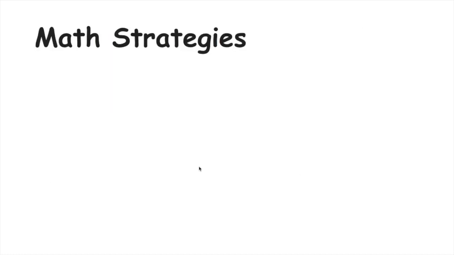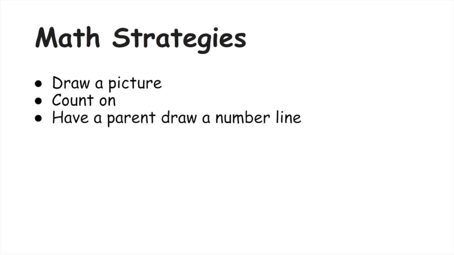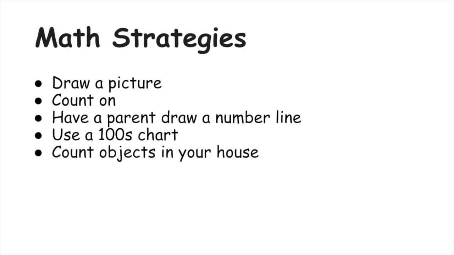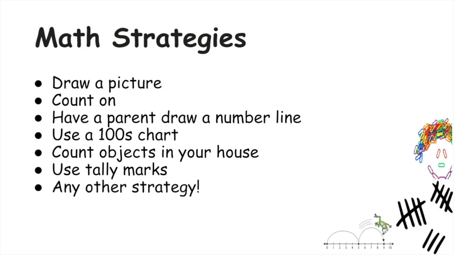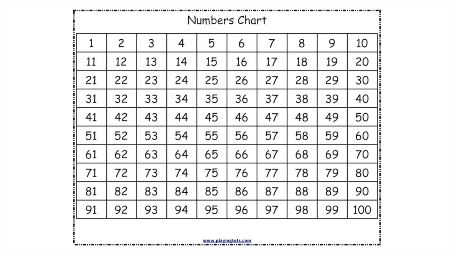And there are many strategies that you can use to help solve this problem. You can draw a picture. You can count on from 3 to 9. You can have a parent help you draw a number line. You can use a hundreds chart. You can count objects in your house. Use tally marks or any other strategy that you are comfortable with to help you solve this problem. Here is a number chart that you can use to help you.